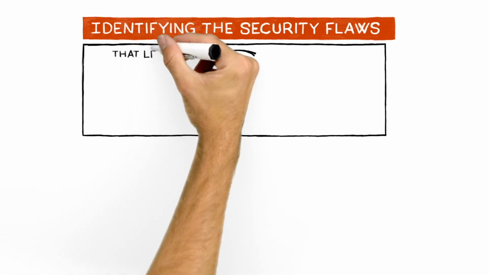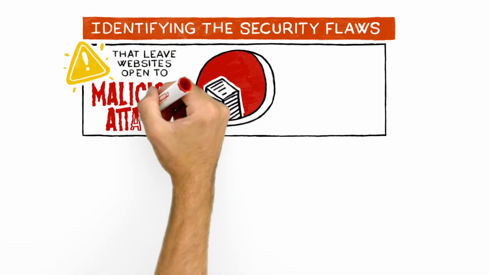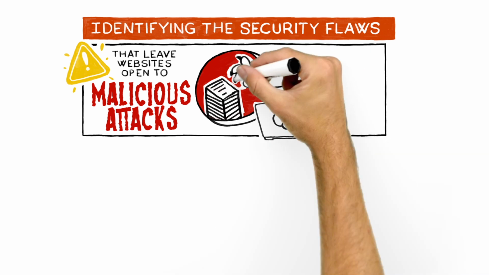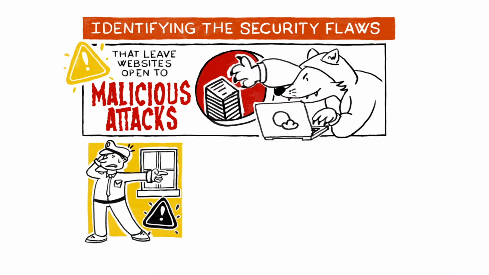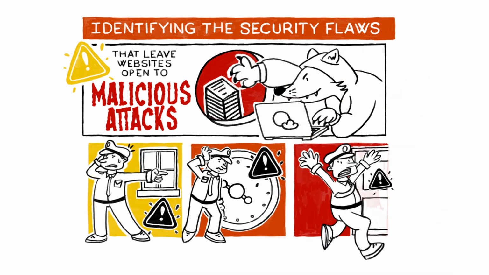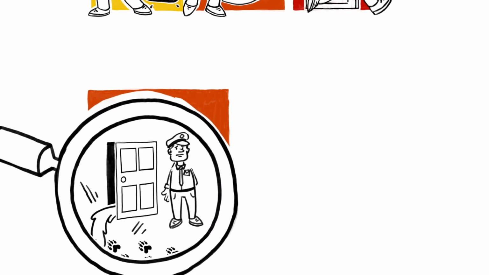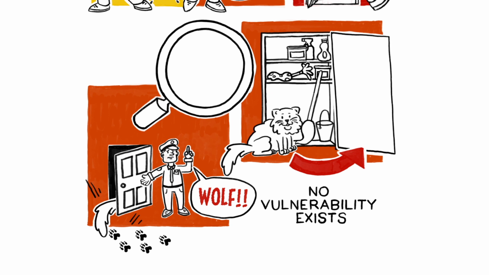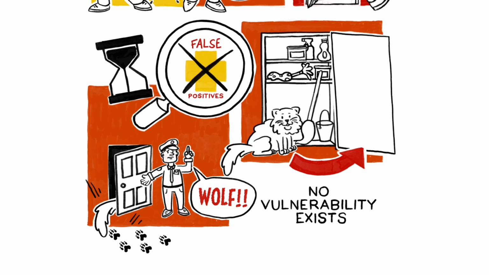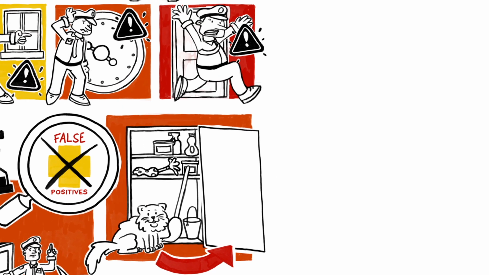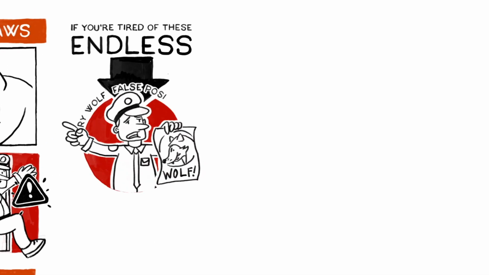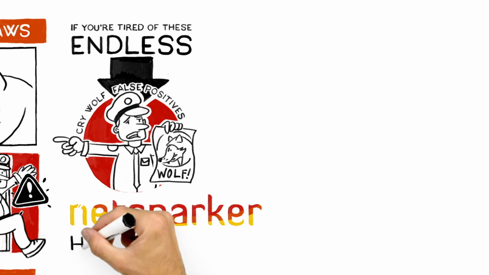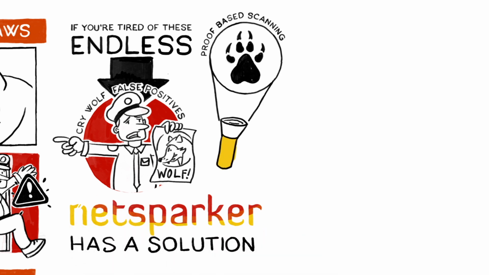Identifying the security flaws that leave websites open to malicious attacks has never been a greater priority. What's frustrating is that security scanners generate countless reports only for follow-up investigations to find that no vulnerability exists. It's just another false positive, prolonging the process of securing web applications against attackers. If you're tired of endless cry-wolf false positives, Netsparker has a time-saving solution: proof-based scanning.